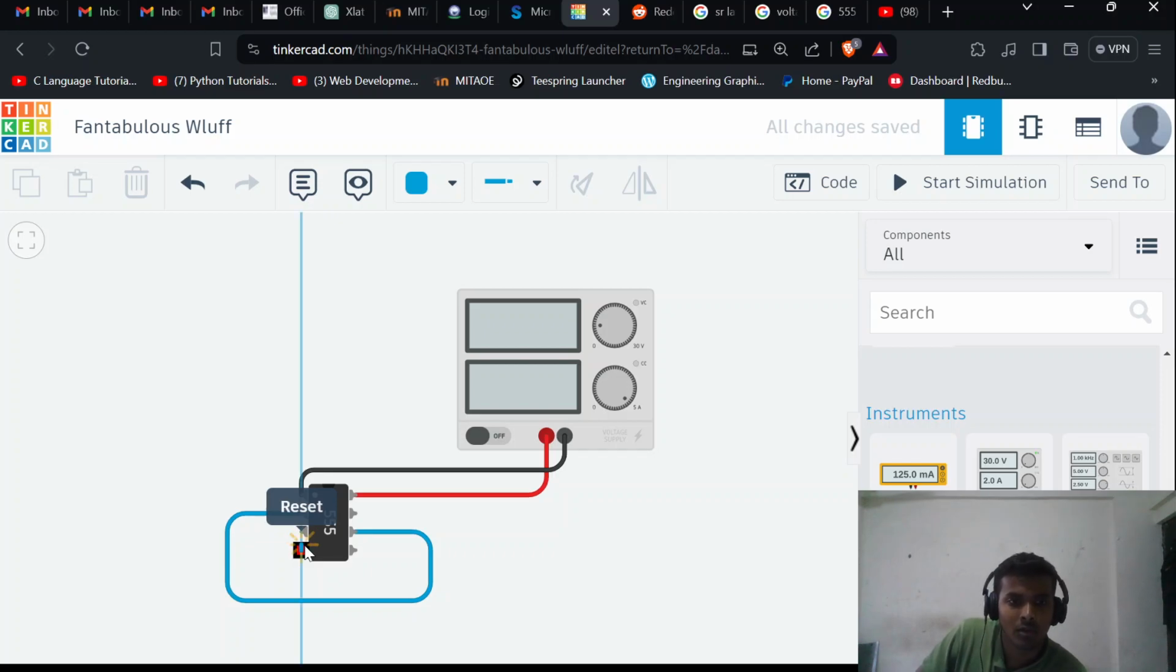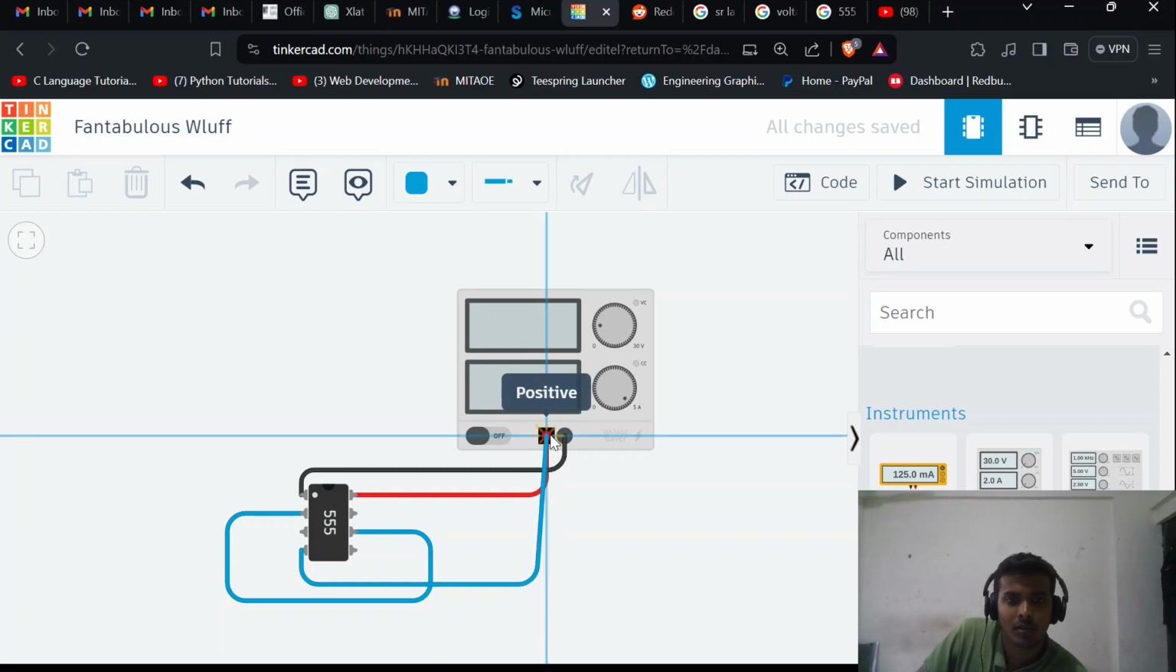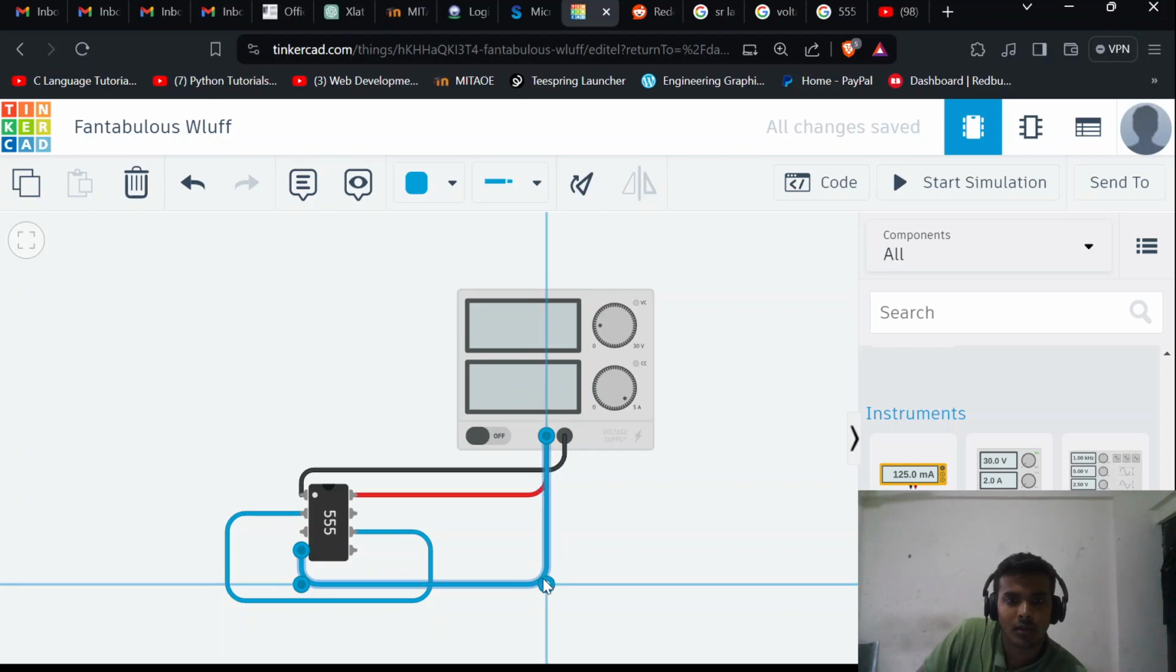So we have to attach pin number 4 to power, which is here, this positive. Okay, I'm going to make it red.